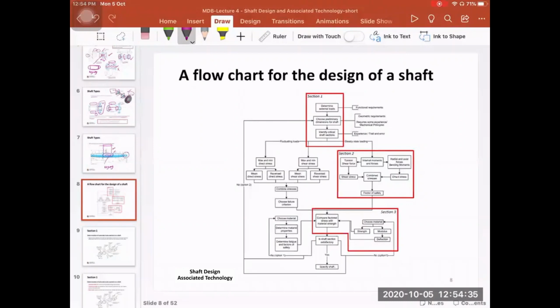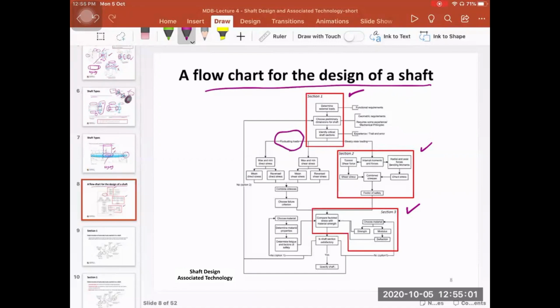So next we have a flow chart on how to design a shaft, okay? You see here that I made 3 boxes. You might need to go through this flow chart in your own time, step by step, and see what is in there. But today we are going to focus on section number 1, section number 2, and section number 3. And next time we're going to focus more on fluctuating loads.